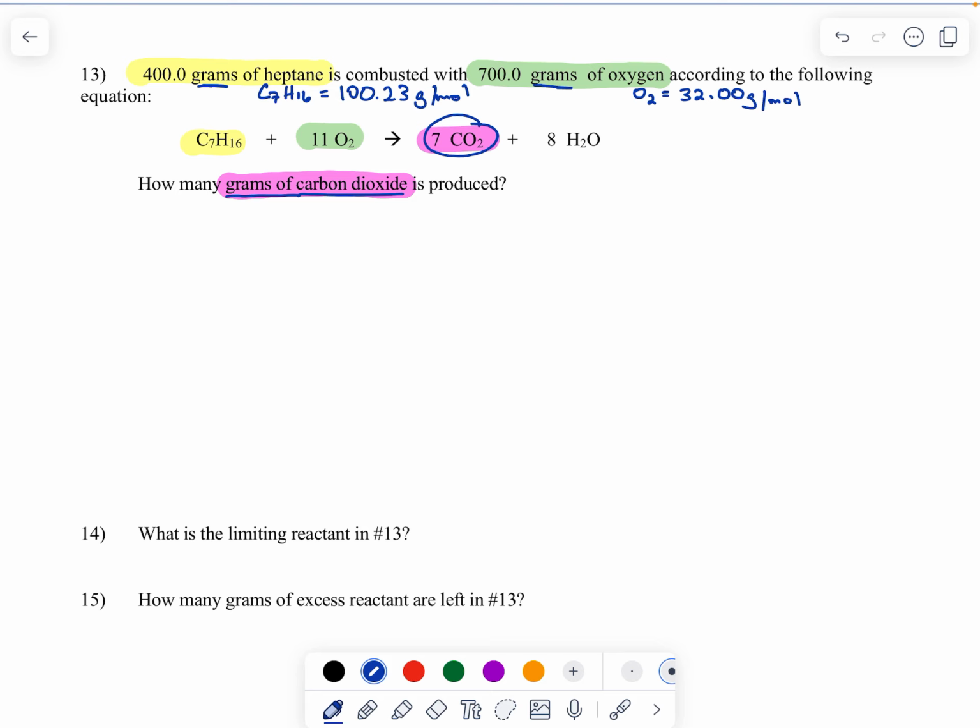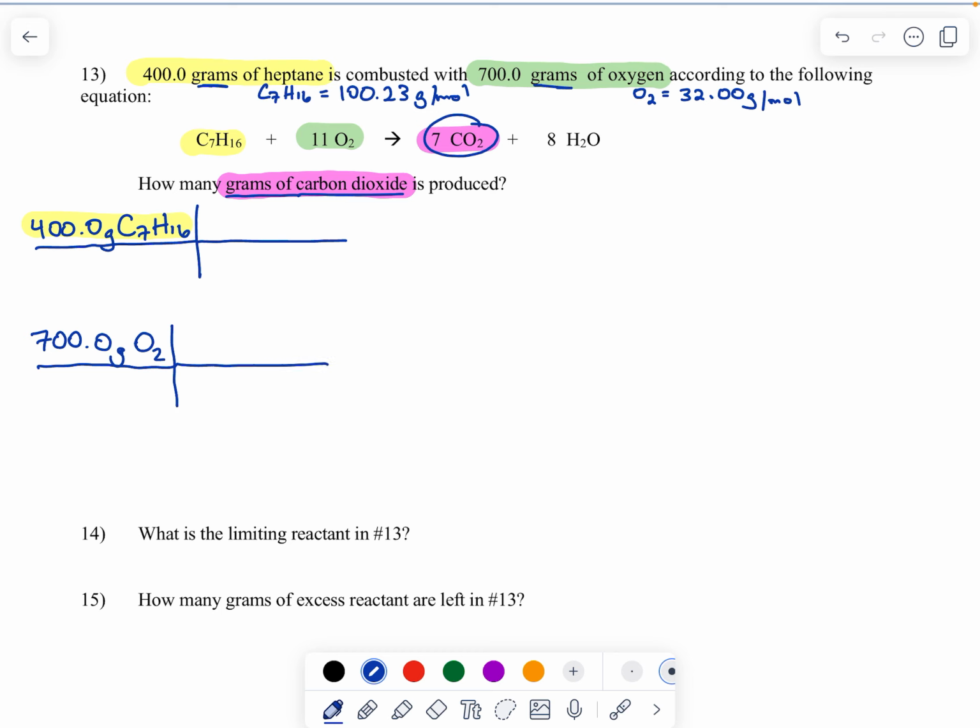So I'll start with grams of heptane just because it's the one that comes first. So we have 400 grams of heptane. We have that as yellow. And then we also have the other reactant, that's 700 grams of oxygen. All right, so those are our 2 reactants, our starting amounts. And what we're going to do is compare how much of the product, in this case carbon dioxide, we can make.